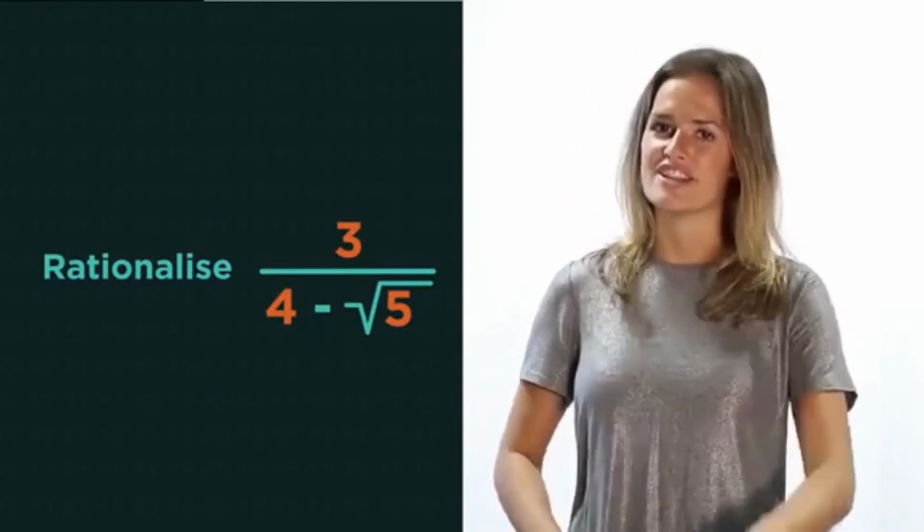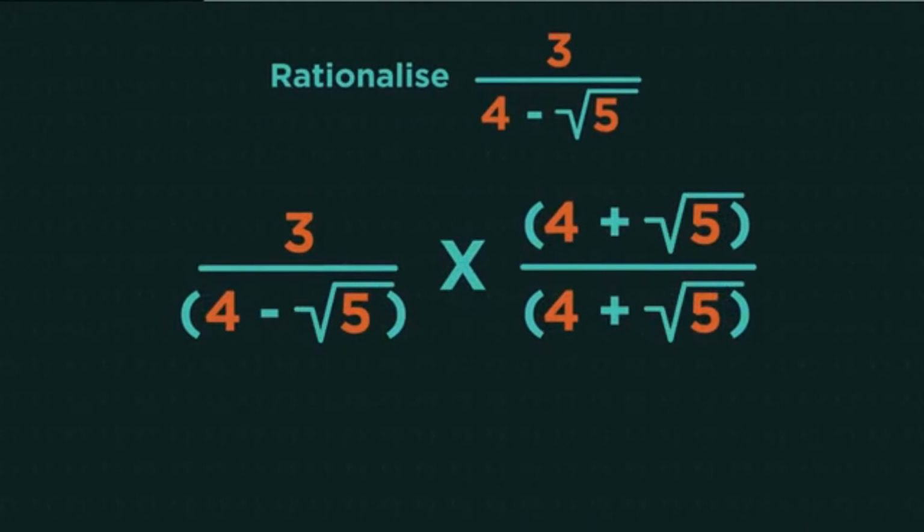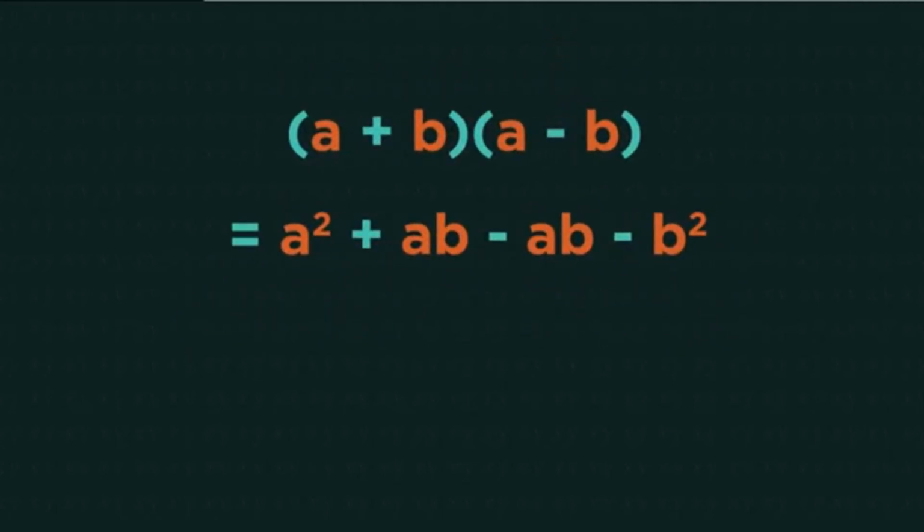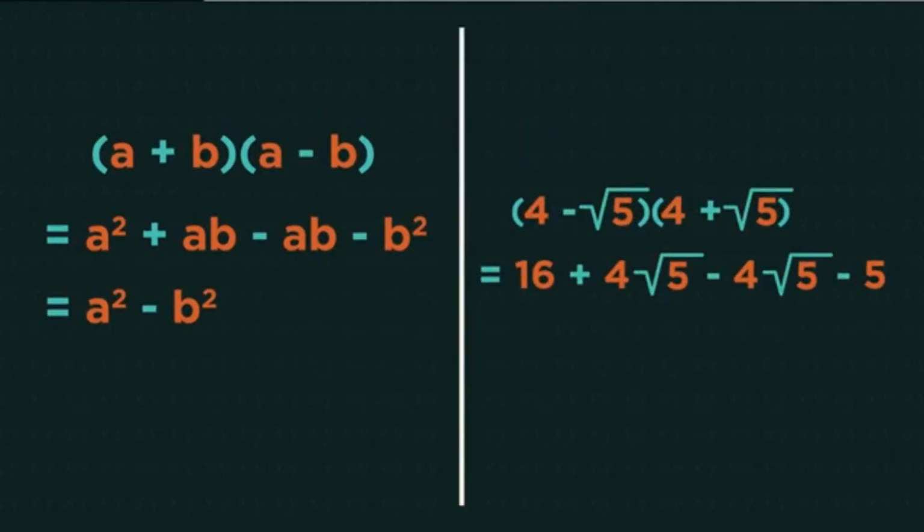I'll do the first bit for you to get you started. We need to multiply by the whole of the denominator, but change the sign. So think of expanding brackets and the difference of 2 squares. We would get a squared plus ab minus ab minus b squared, and the plus ab and minus ab would cancel each other out, leaving us with just a squared minus b squared. This is exactly what we want to do here.